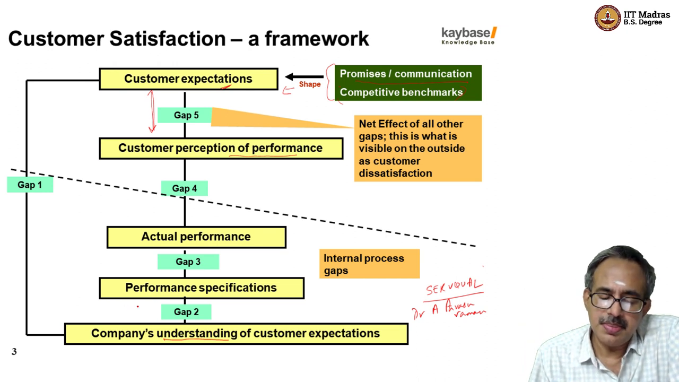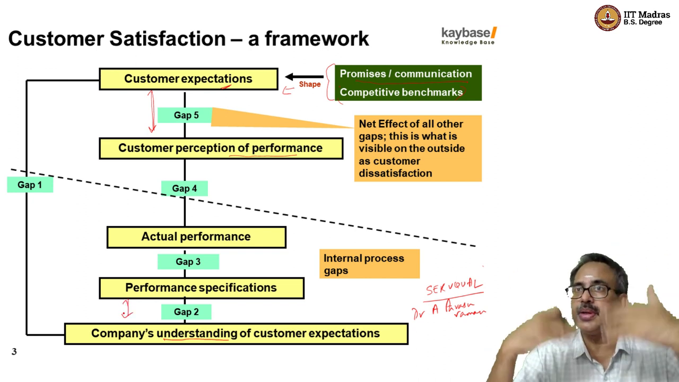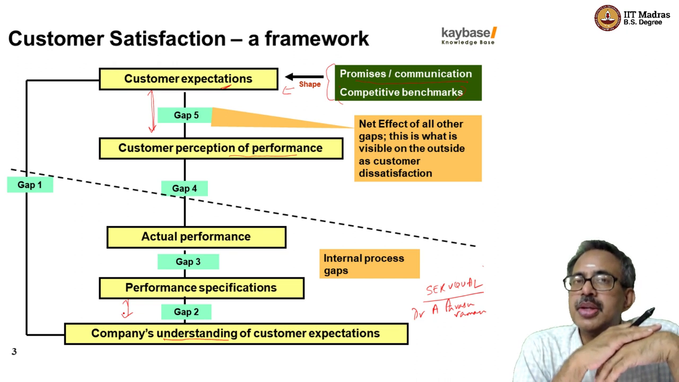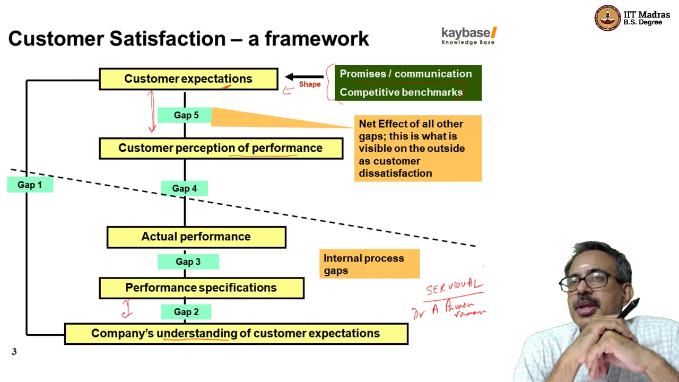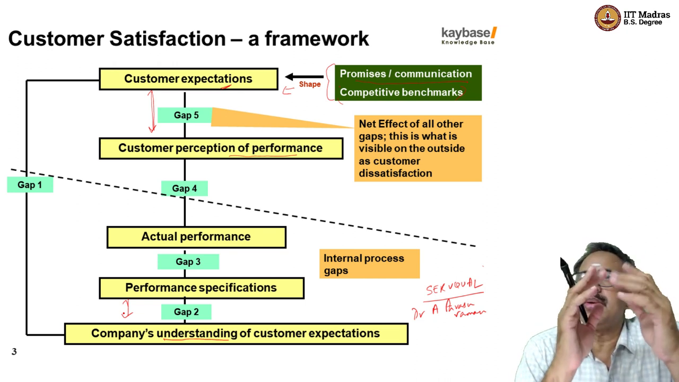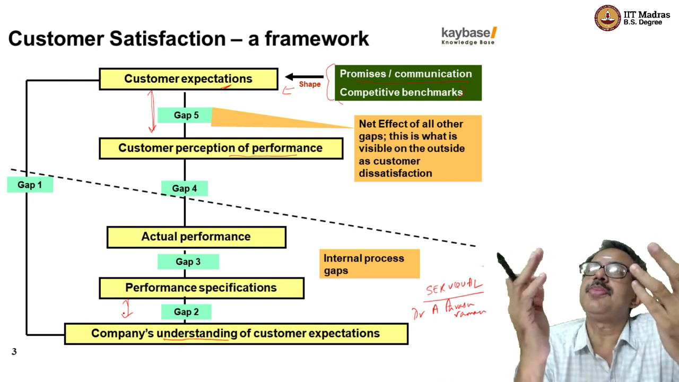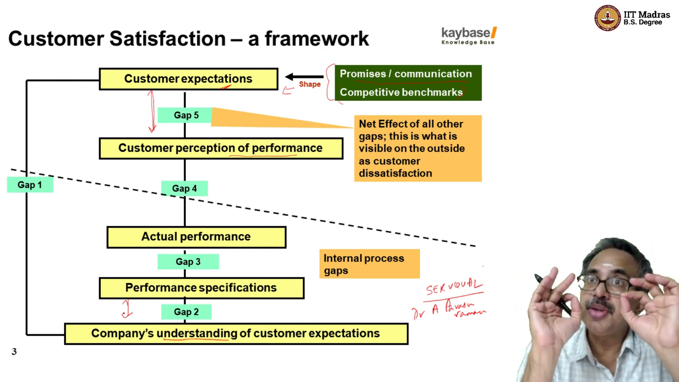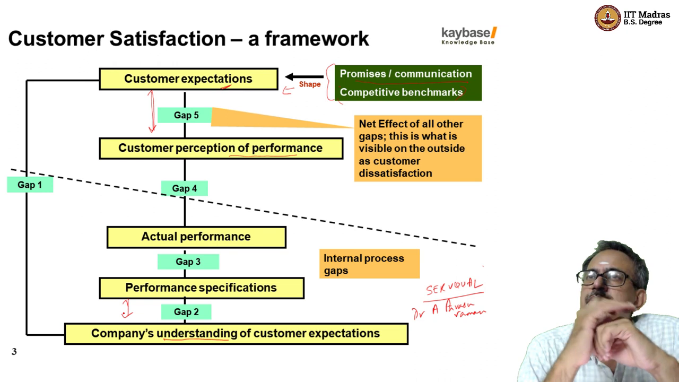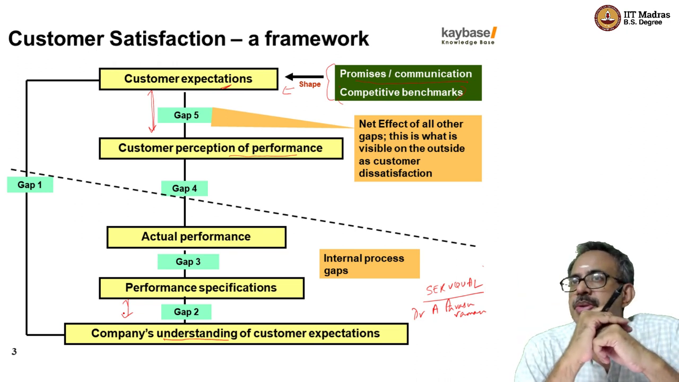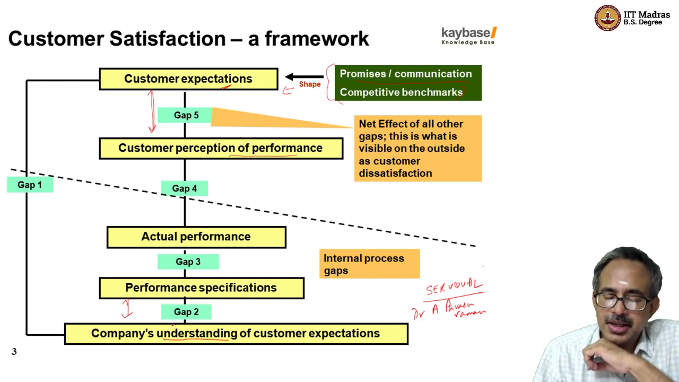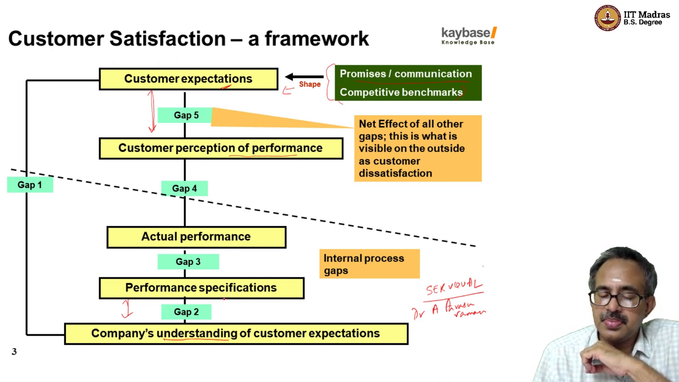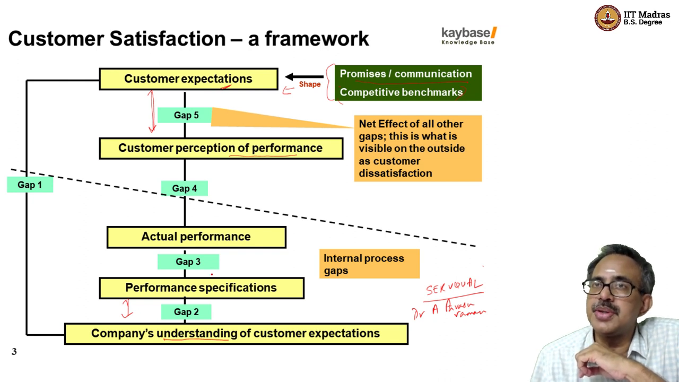Secondly, the company may not specify what needs to be delivered down the line in their systems. So, for example, the company may know that the customer expects service to be prompt, so they may tell the servicing team, make sure if there's a breakdown, service it promptly. But what is prompt? You have to give them very specific performance specifications. You have to say within 48 hours, within 28 hours, within 24 hours, within 12 hours, right? So there could be a gap between what the company understands and what it specifies as performance specifications.